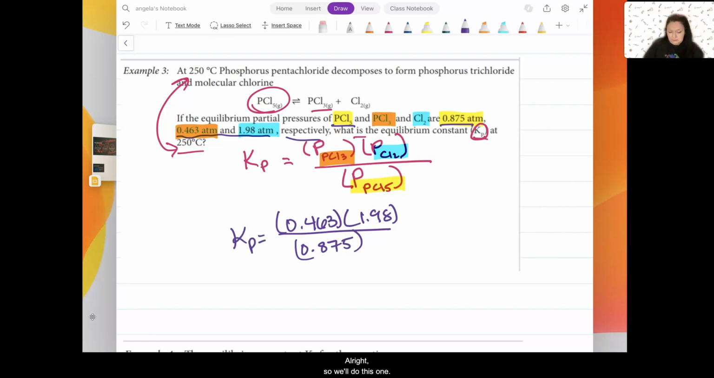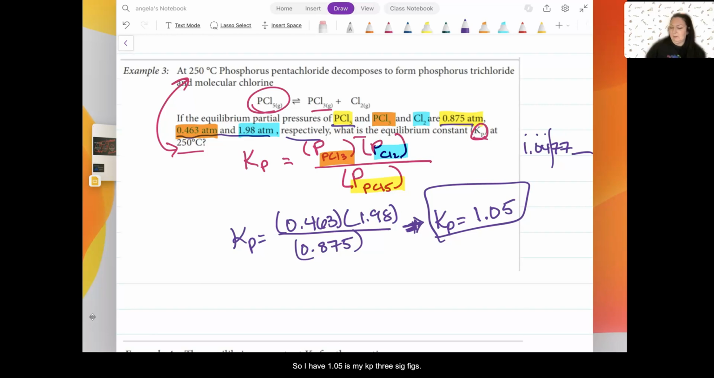All right, so we'll do this one. This one's a little bit easier to deal with because all of our coefficients are 1, which means our exponents are also 1. And let me pay attention to my calculator because some of my buttons are not the best. Okay, so my Kp is, calculator says 1.0477 and on and on and on. So I need 3 sig figs. So I have 1.05 is my Kp. 3 sig figs. All right, that's it.